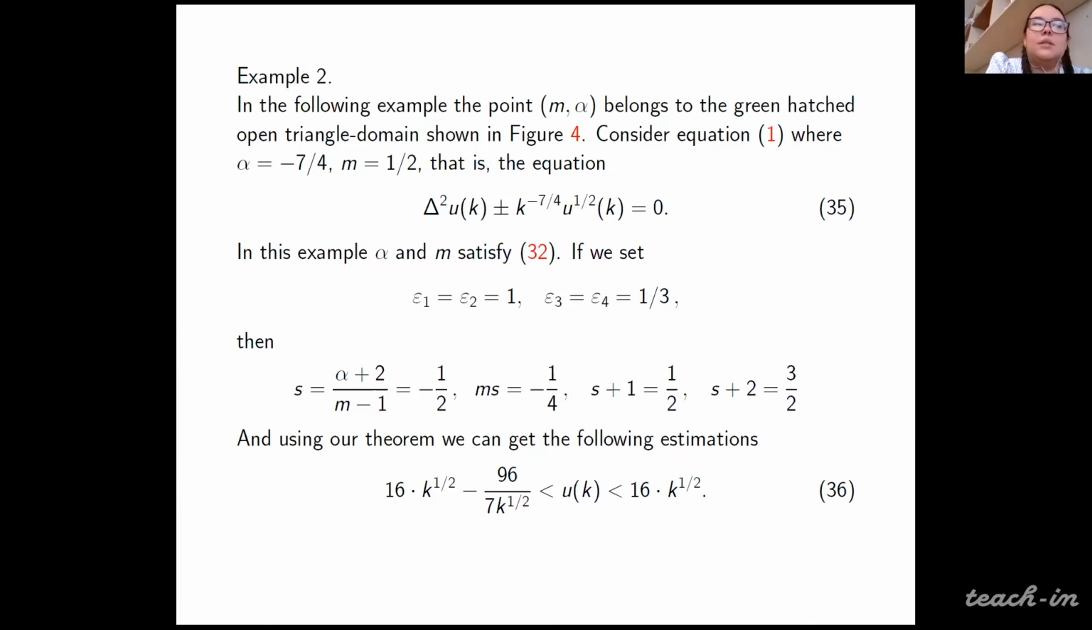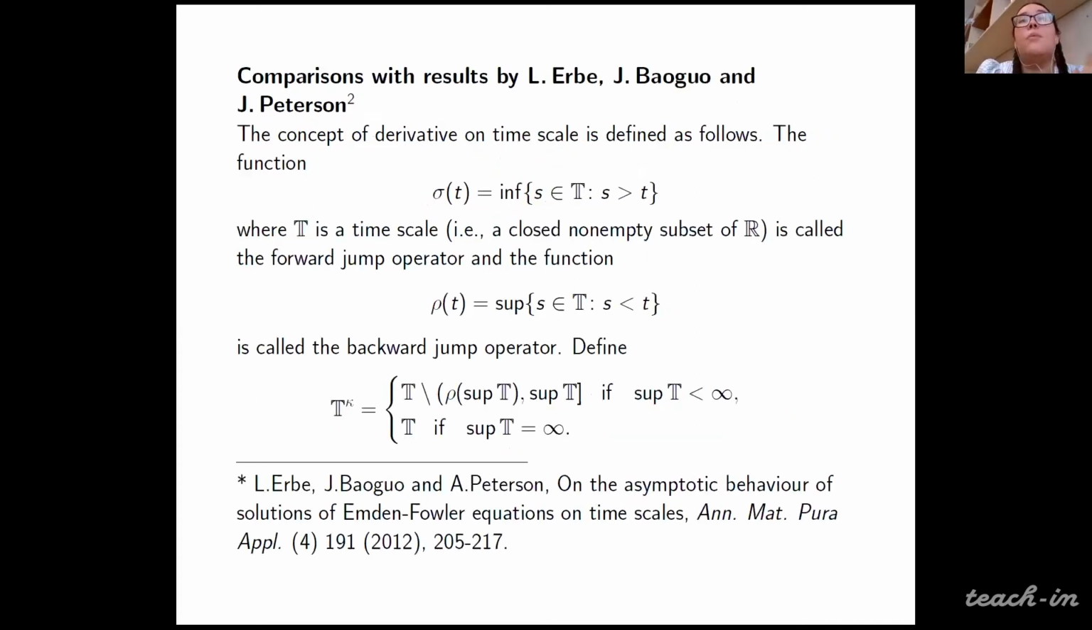Why did we study this equation? As I previously mentioned, there are lots of works on the classical qualitative theory of Emden-Fowler type equations, but we can hardly find any works about the discrete case. The only work that we could find was by Erbe, Baoguo, and Peterson, and it tells us about the asymptotic behavior of solutions of Emden-Fowler equations on time scales.